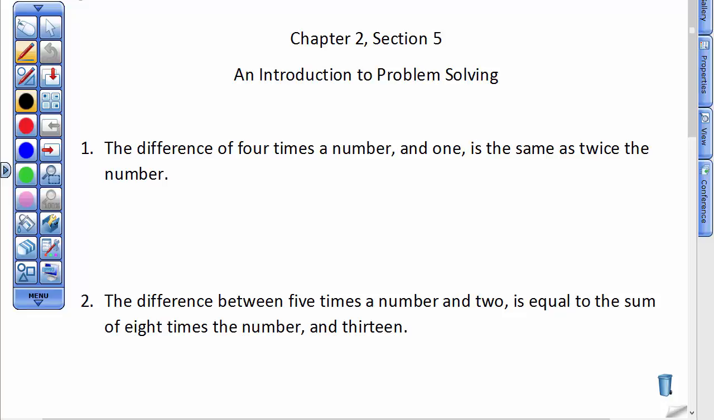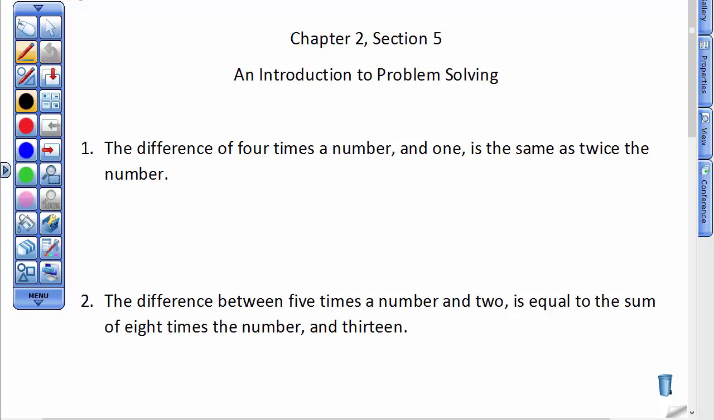In our science classes, we often have to let the value of something be represented by a variable, by a letter, x. V for velocity, T for time, whatever. So this section is going to be an introduction in problem solving where we take some simple sentences and we let x represent an unknown and we try to find the value for that.